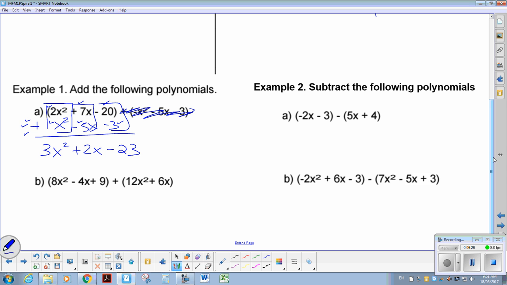All right. The second way, I'll do the other technique. So I have line up my x's and line up my numbers. Okay. So I've got to remember I'm subtracting. So negative 2 take away 5 is negative 7x. Negative 3 take away 4. So we're subtracting a positive. That means it's getting worse. So negative 3 take away 4 is negative 7. All right.